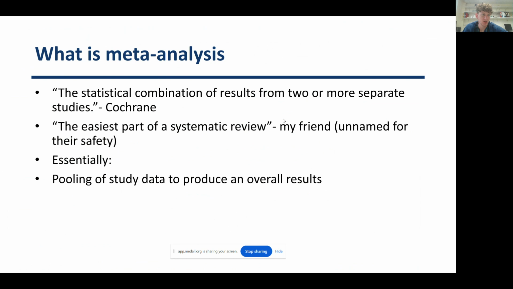Once you have done one, you could, in theory, do 30, and I think that's why I've done quite a lot, because it's actually relatively straightforward once you've done 1 or 2, and you are aware of your methodology and the theory behind it. More or less, in a summary, it's just pooling the study data to produce an overall result. So if you just pool that, then you produce one single result as a combination of studies.